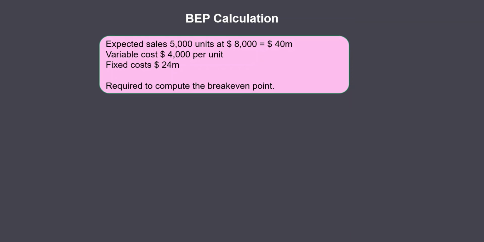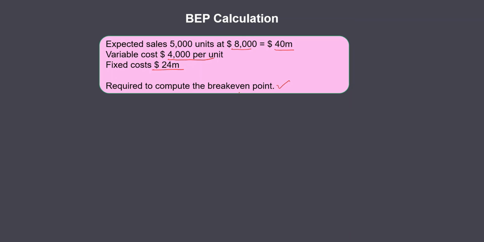Now let's move on to another break-even point calculation. This is an example I have selected. Expected sales are 5,000 units at $8,000, so the unit price is 8,000 per unit. The total expected sales will be 8,000 times 5,000 units, which is 40 million US dollars. The variable cost per unit is 4,000. The total fixed cost is 24 million. You are required to compute the break-even point.